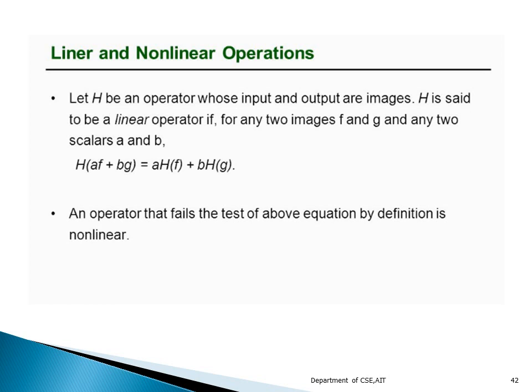Linear and non-linear filtering can be differentiated by making use of this formula. Suppose H is my linear operation and f and g are my images, f of xy and g of xy are my two images, and I have two values, a and b, which are scalars. Suppose you have H of af plus bg. If it is the same as a H f plus b H g, then we call this a linear operation. Else we call the operation a non-linear operation. This linear and non-linear operation will also be applied in my image processing.